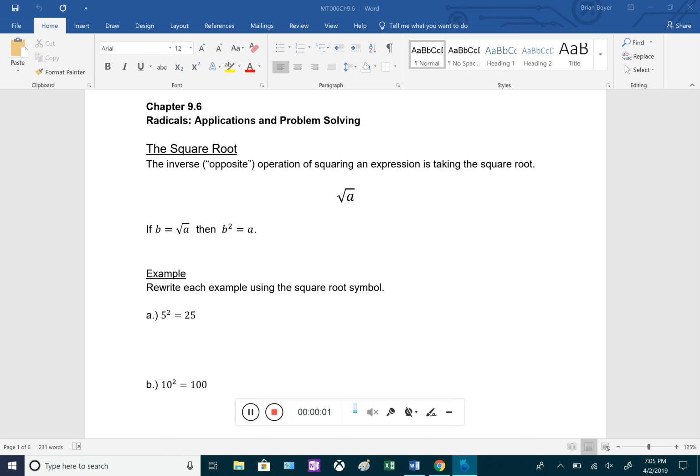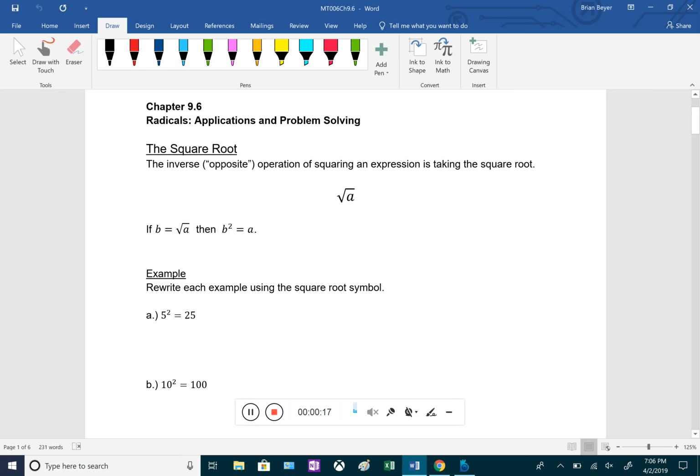So in this chapter, we'll be going over radicals and some of their applications. So we have to start with the square root. The square root is the inverse operation, which you can think of as the opposite operation of squaring an expression. So it looks like this. It has that little square root symbol, and we call that the square root of a.